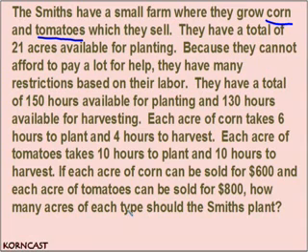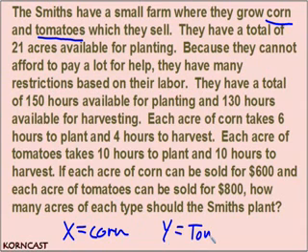So the first thing we want to do is define what we're trying to find. Well, let's go ahead and define X to be the corn, and let's define Y to be the tomatoes. So the first thing you want to do is decide how many acres of each type we should plant. Well, what are we trying to plant? Corn and tomatoes. So the first thing, identify the variables.